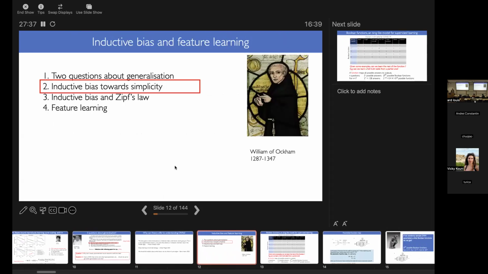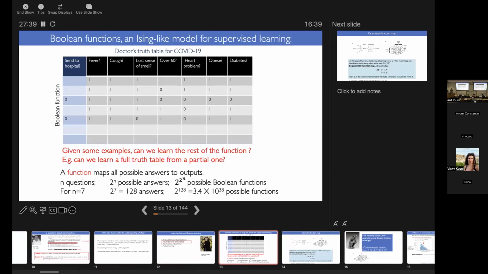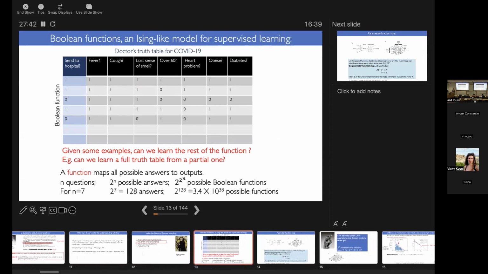All right, so I'm going to look at one very, very simple Ising model-like problem that I've been working on for the last number of years. I want to suggest it's a simple enough model that I can understand it, but complex enough, hopefully, that it shows some interesting results. Let's say that you go to a doctor, at a time of high pressure, and the doctor has to triage whether they send you to the hospital. This happened for many of us not too long ago. The doctor might ask 7 questions: do you have a fever, a cough, a loss of smell, are you a bit older, do you have heart problems or other comorbidities. And then the 1 means go to the hospital, and 0 means go home.